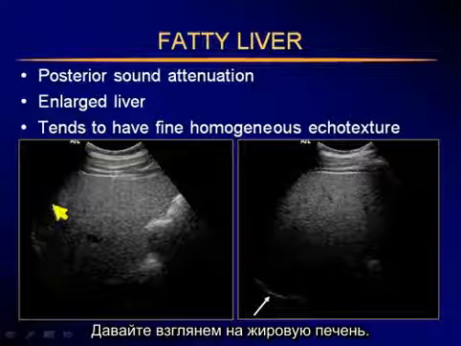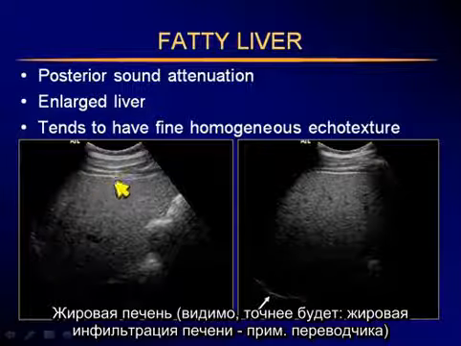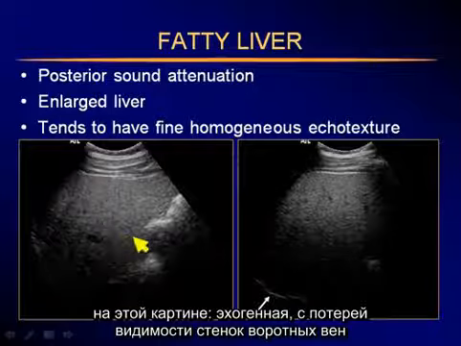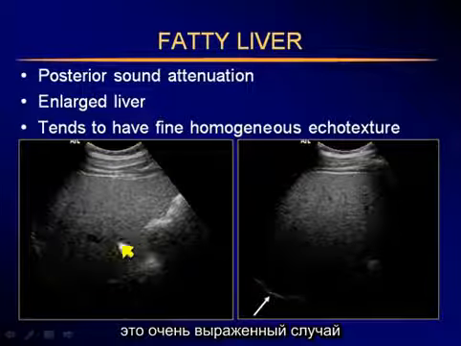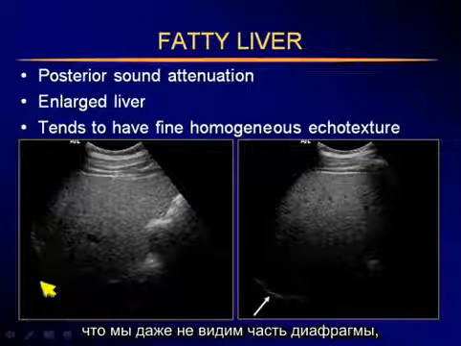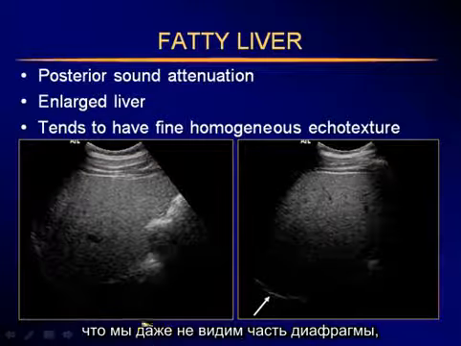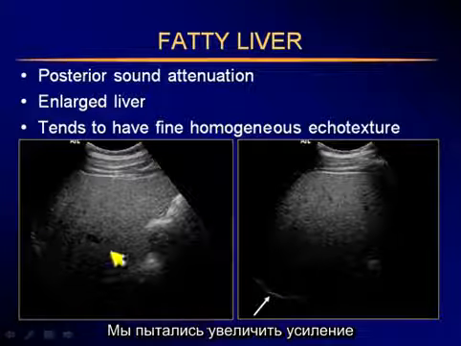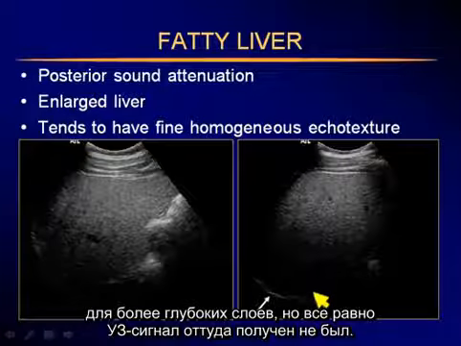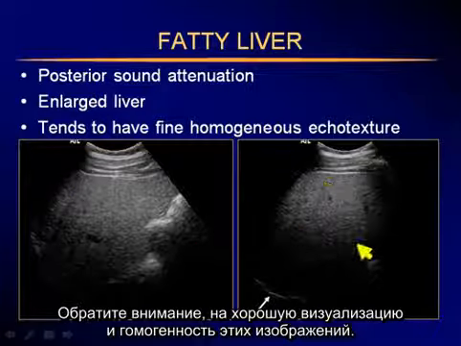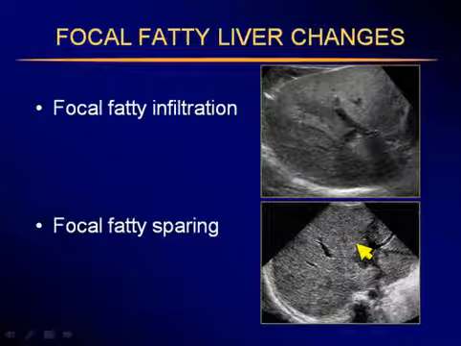Let's look at the fatty liver. Fatty livers are of this pattern, echogenic, loss of portal vein walls. When it's a very pronounced case, there's so much attenuation that we can't even image the hemidiaphragm, as we have in this case. We've tried to increase the TGC curve posteriorly, and we cannot fill in with echoes. Notice how nice and homogeneous this pattern is.